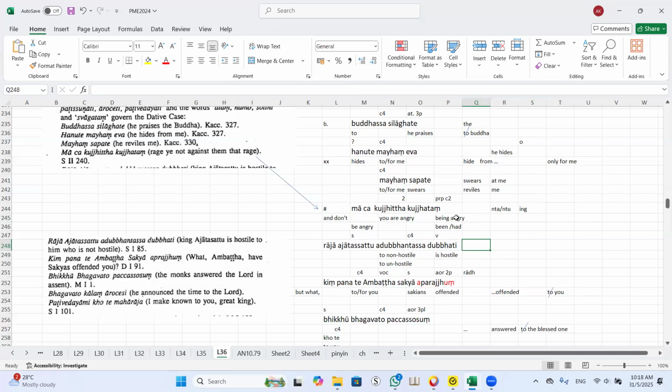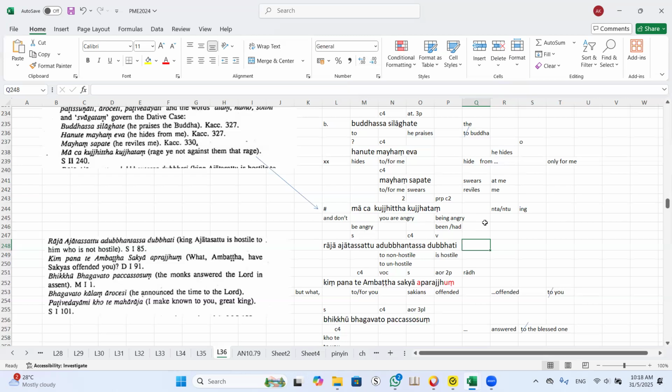Being angry. So here, because you don't have the subject, you will take the subject: you are angry, being angry at someone. You are angry and being angry. So basically, to make it short, it means don't be angry.